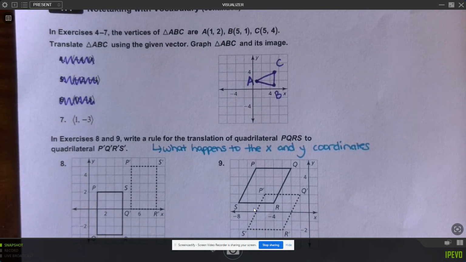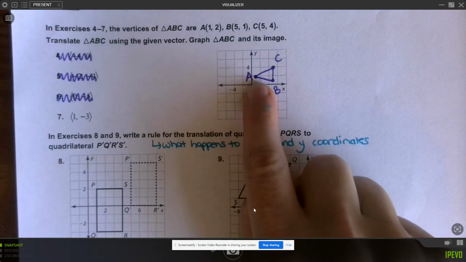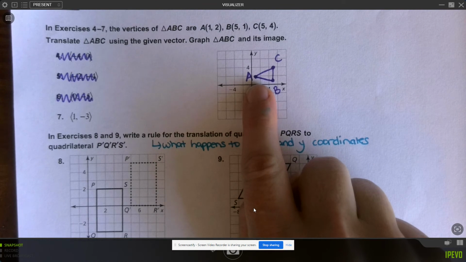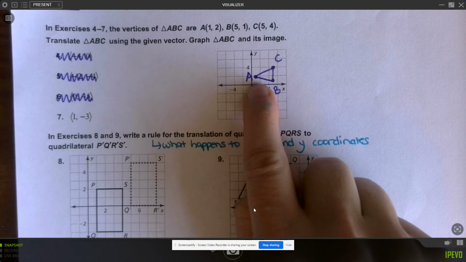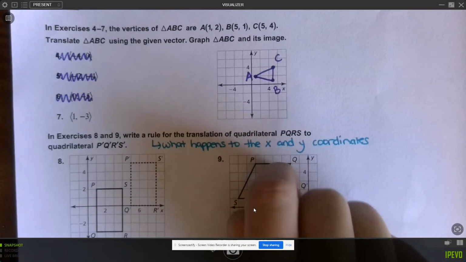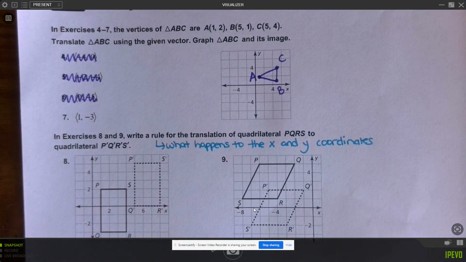It says the vertices of triangle ABC are A (1, 2), and I've graphed that. Be careful when you graph. This graph counts by 2s. And so you have to make sure you take that into consideration when you're graphing your points. B is at (5, 1), and C is at (5, 4). So I went ahead and I graphed this triangle. This is a pre-image. It's the triangle that we start with.